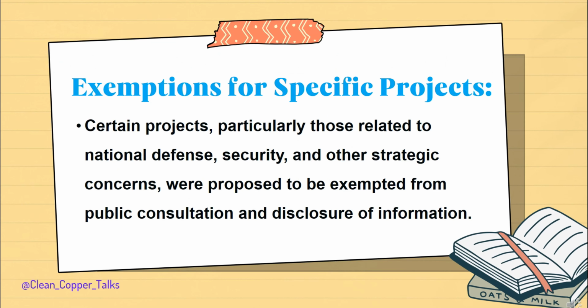Exemption for specific projects. The draft EIA 2020 notification notified certain projects as exempted from EIA clearance, such as projects for national defense, security, and other strategic concerns, such as projects lying on international borders. These projects were exempted from environmental clearance, which was really shocking because every project needs environmental clearance irrespective of where they are located, because ultimately they will have an important impact on the environment.